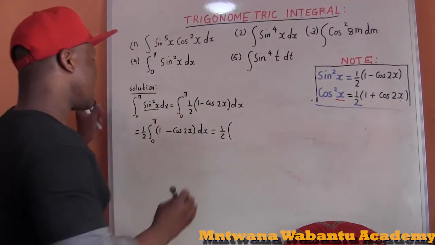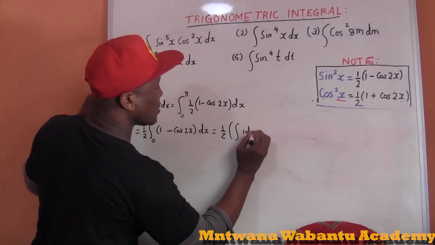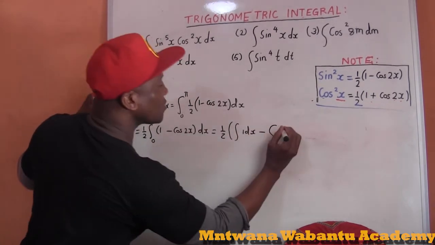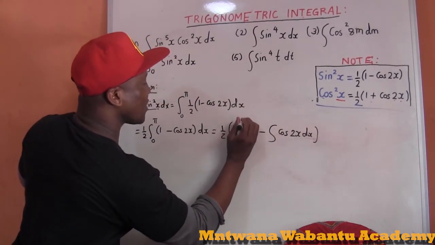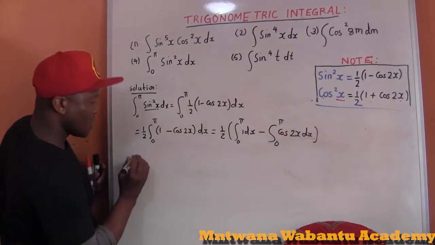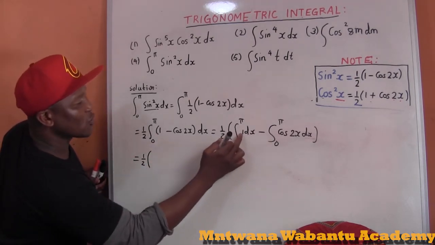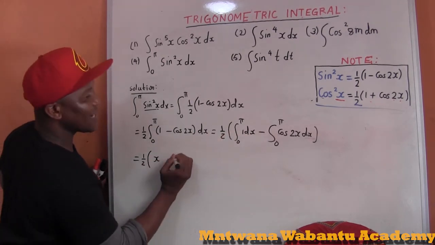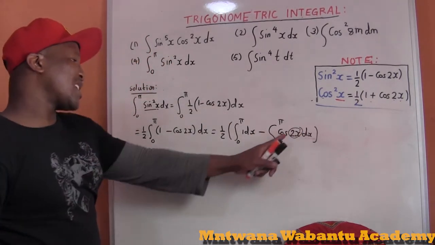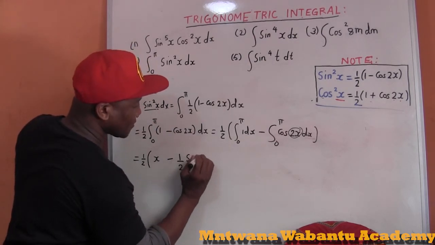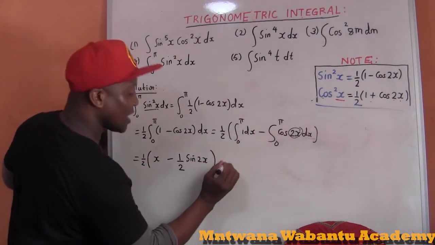So now, integrate 1, which gives 1 dx. Let me separate: the integral of 1 dx minus the integral of the second one, cos of 2x dx. We have a limit from 0 to pi. We still have a half for both. When you integrate dx, the integral of dx equals x, minus 1 over the derivative of 2x, which equals 2, and when you integrate cos of 2x, you get sine 2x. So now we have a limit, so we're not adding plus c. Our limit starts from 0 to pi.